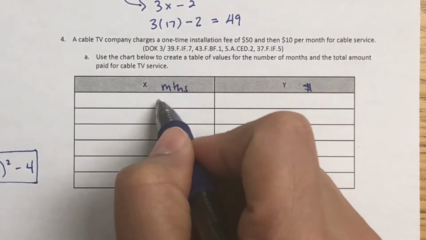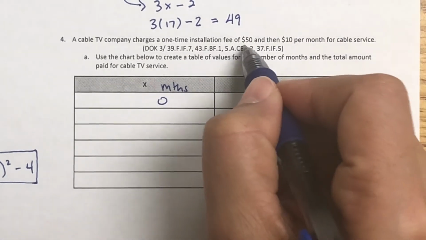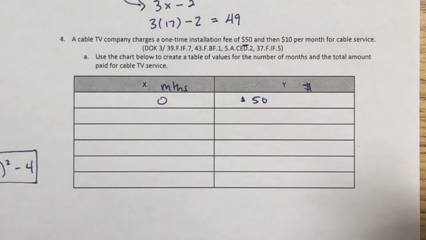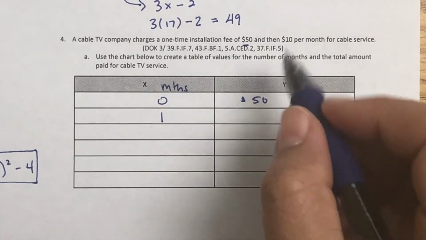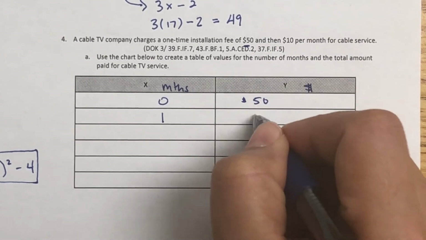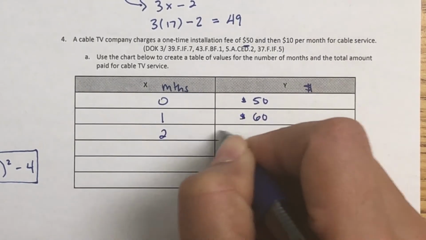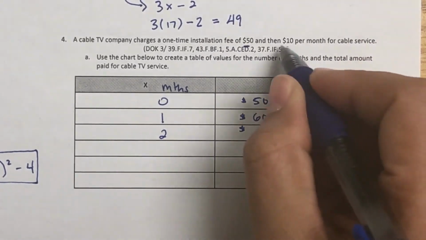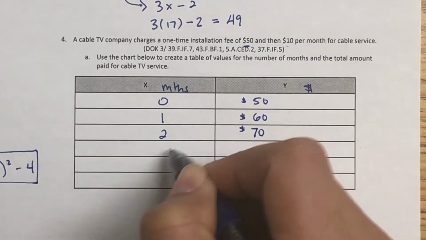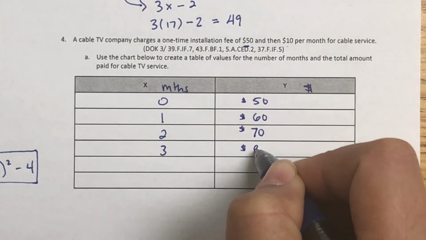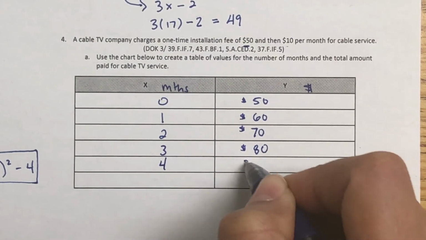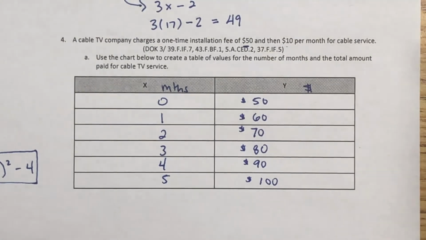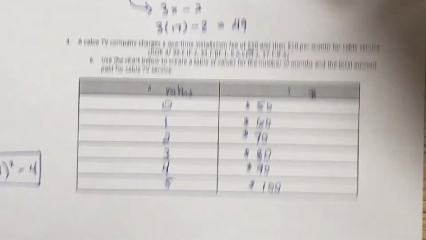Okay, so on 0 months, even without having service, you have to have this $50 fee. On the first month, you're going to have the $50 plus the $10 a month, so it's going to be $60. On the second month, you've already paid the $60. It's going to be an additional $10 every month, so $70. On the third month, you're going to be $80. On the fourth month, it's going to be $90. On the fifth month, it's going to be $100. All right. Use the chart below. Okay, so I did that.